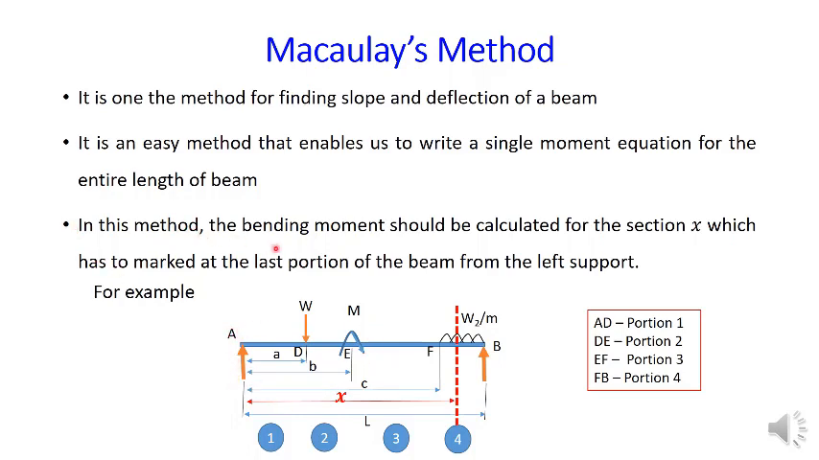In this method, the bending moment should be calculated for the section X, which has to be marked in the last portion. This is very important. The last portion of the beam from the left support.